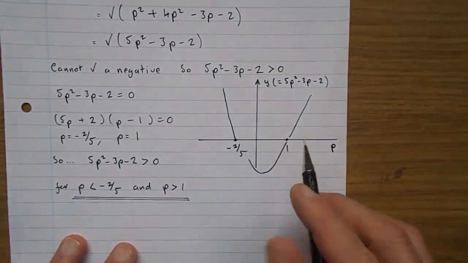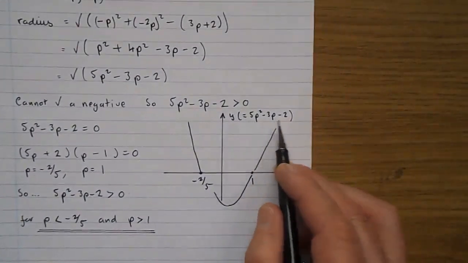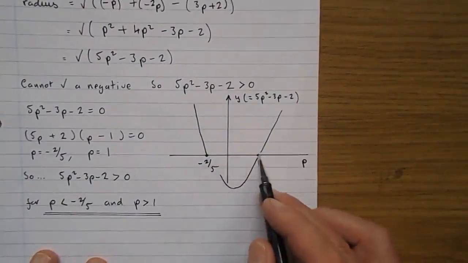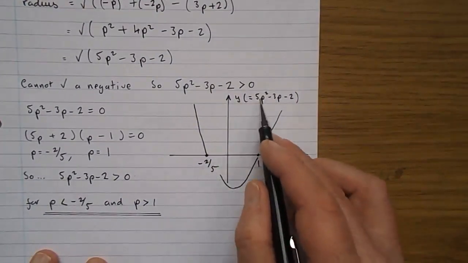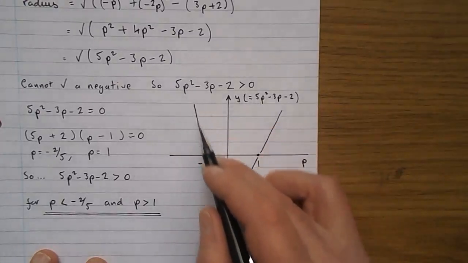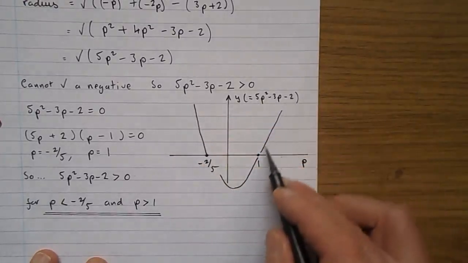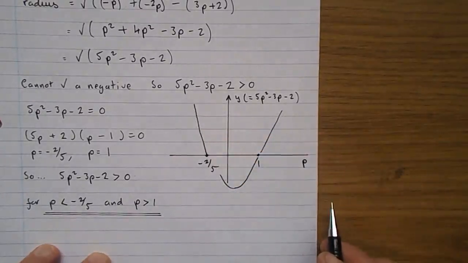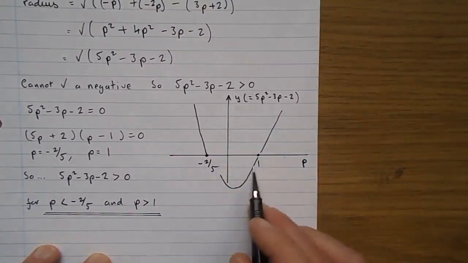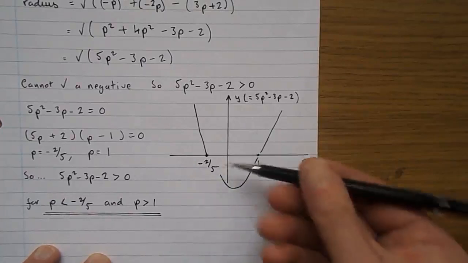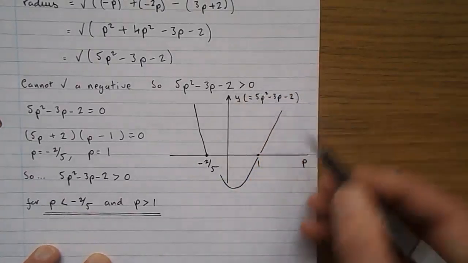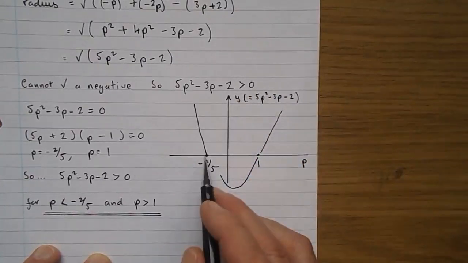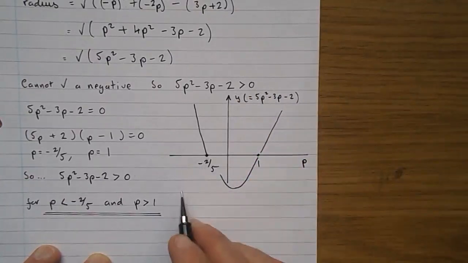Now if I were to sketch a graph of y equals 5p squared take 3p take 2, of course it would have the same roots as the equation, and because that's positive, it would look like this. So that's a rather poor graph of 5p squared take 3p take 2, but it covers the essential features. Where is it positive? Where is it more than 0? When p is greater than 1, or when p is less than minus 2/5.